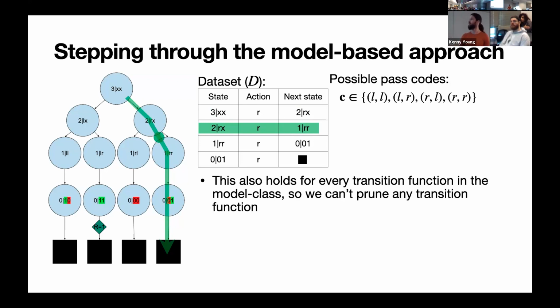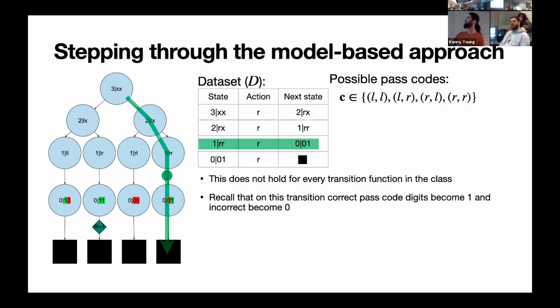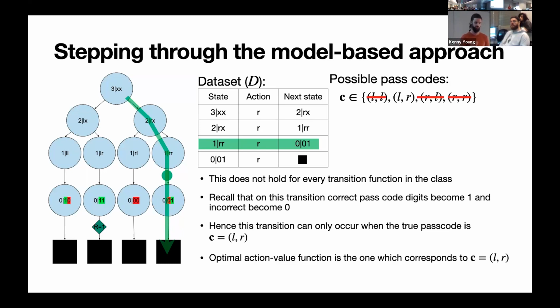Same is true for this second transition. So still we can't prune anything. But then this third transition obviously does not hold for every model in the class. In particular, I said that on correct transitions, the associated passcode digit becomes 1. On this specific transition, the correct digits in the passcode all become 1 and the incorrect all become 0. So this transition can basically only occur in the case where the true passcode is LR, because this is essentially telling us that the first digit in our passcode, which was R, was incorrect, and the second digit was correct. So naturally, the correct passcode must just be LR, where the first digit is flipped.